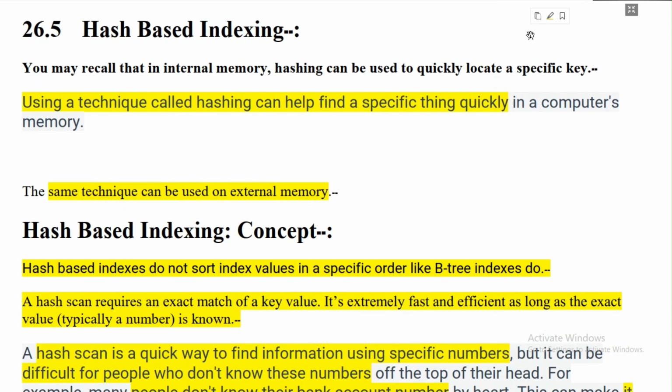26.5 Hash-based indexing. You may recall that in internal memory, hashing can be used to quickly locate a specific key. Using a technique called hashing can help find a specific thing quickly in a computer's memory. The same technique can be used on external memory.